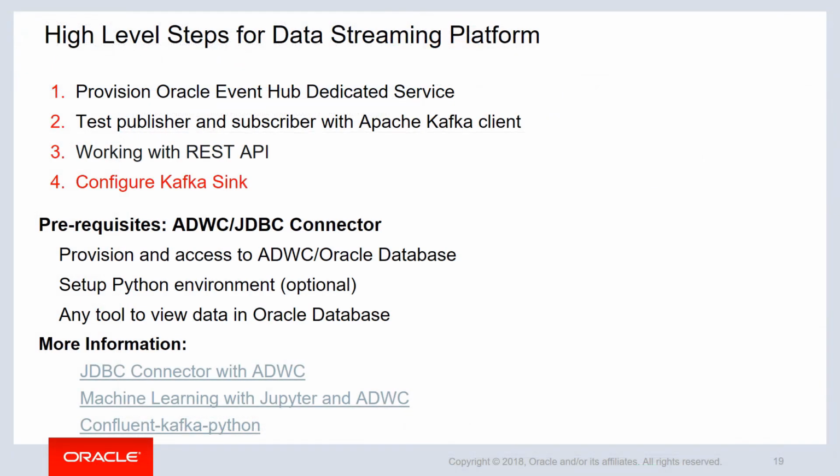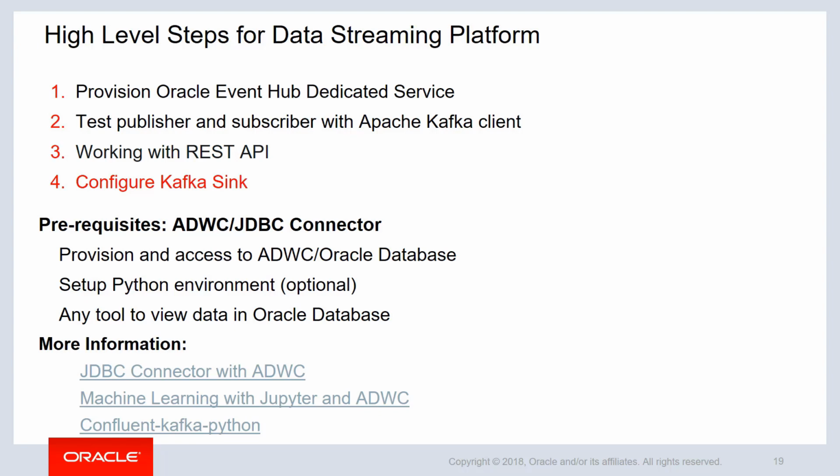For JDBC connector, make sure you already have Autonomous Data Warehouse or Oracle database provisioned already. Make sure you have access to create tables as well as select data from those tables. You may want to set up a Python environment as well, since in this exercise we will be using Python consumer and producer. There are a couple of helpful links at the bottom.